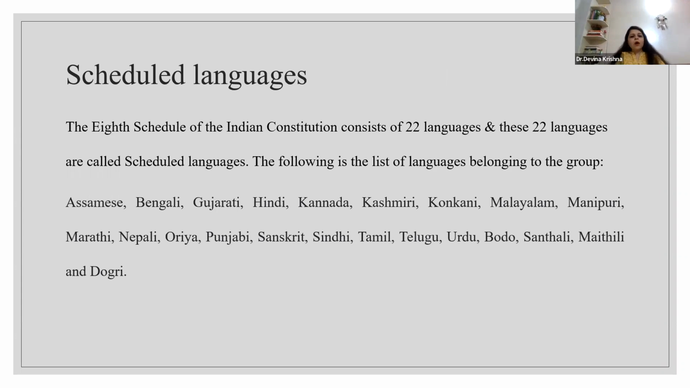Now let us talk about the scheduled languages. We know that the 8th schedule of the Indian Constitution consists of 22 scheduled languages, and I've mentioned the languages that belong to this group. So we have Assamese, Bengali, Gujarati, Hindi, Kannada, Kashmiri, Konkani, Malayalam, Manipuri, Marathi, Nepali, Odia, Punjabi, Sanskrit, Sindhi, Tamil, Telugu, Urdu, Bodo, Santhali, Maithili, and Dogri. So these are the scheduled languages.